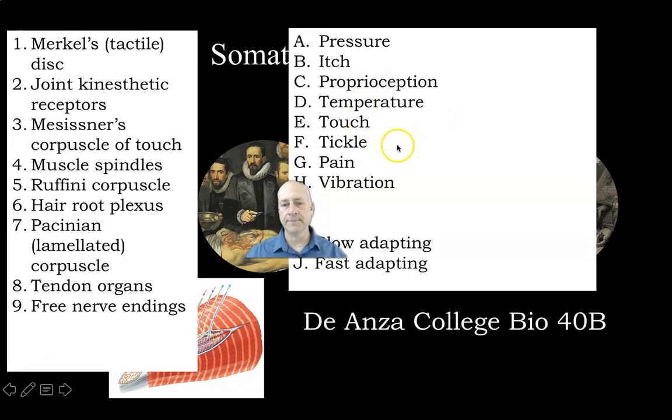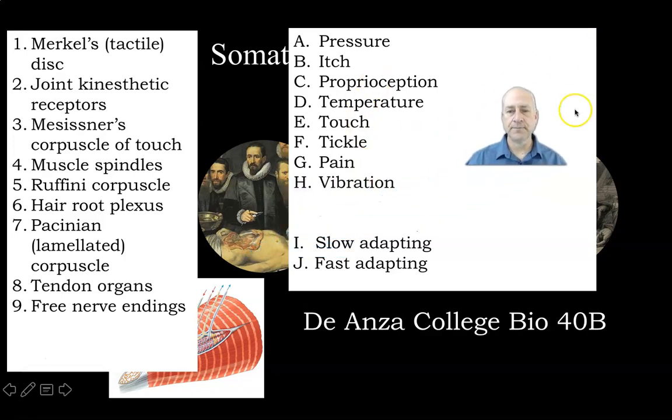All right, here we go. Let's iron this all out, shall we? Remember, there's a lot of overlap on these. Quite a bit of overlap. Merkel's discs are going to overlap with pressure and with touch. Remember, those are sitting right on top of the free nerve endings. They're just in the stratum basale. They pick up light touch, light discriminative touch, and light superficial pressure, picked up by Merkel's tactile discs.